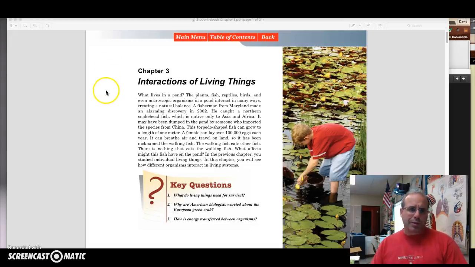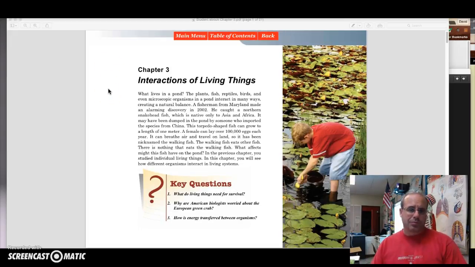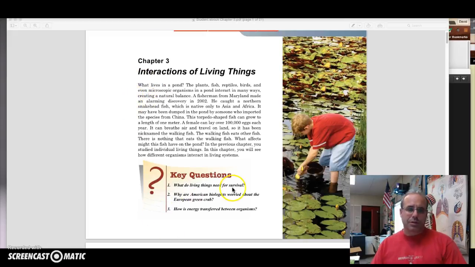So you'll open your book to page 47. You'll begin reading, and we have our key questions here. What do living things need for survival? Why are we worried about the European green crab? And how is energy transferred? So all of this ties into the work you've been doing with invasive species. So it should start to make some sense to you. So you read page 47.